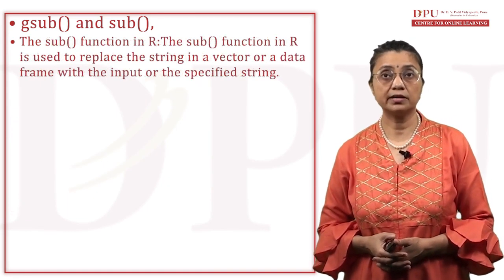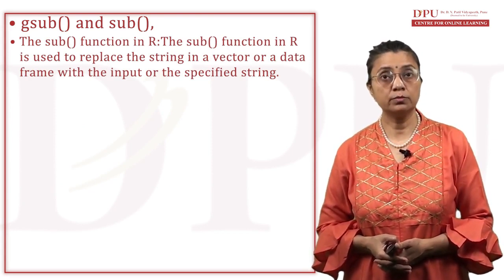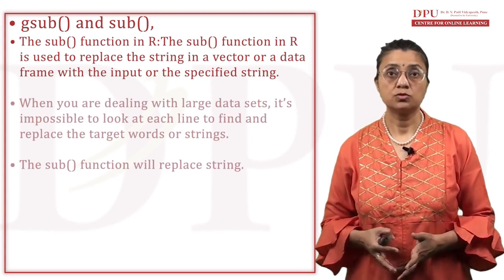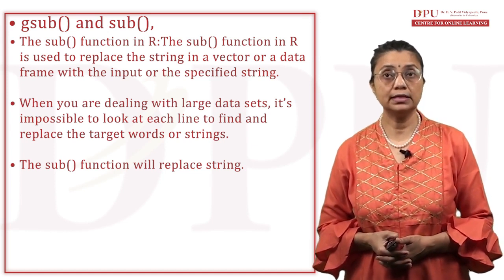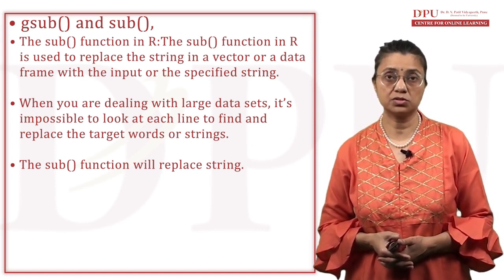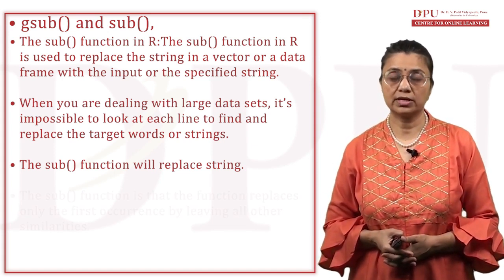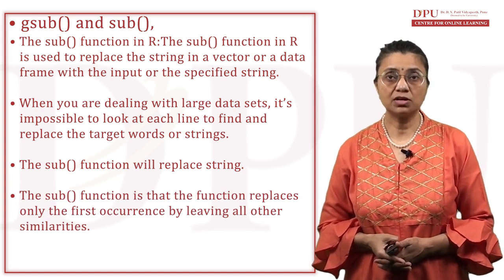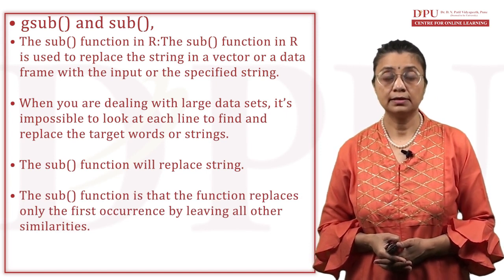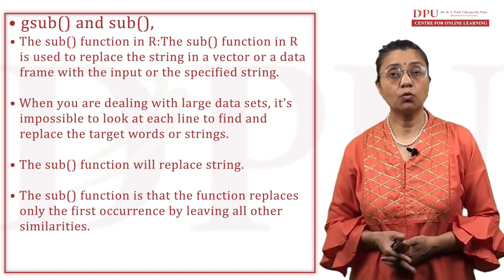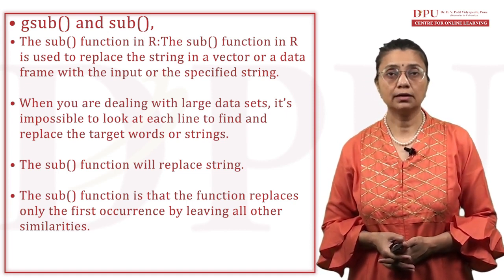The sub function in R is used to replace the string in a vector or a data frame with the input or the specified string. When you are dealing with large data sets, it's impossible to look at each line to find and replace the target words or strings. So in this case, the sub function will replace the strings. But the disadvantage of the sub function is that it replaces only the first occurrence, leaving all other similarities, which means it will only replace the first occurrence of the pattern and not all the occurrences.